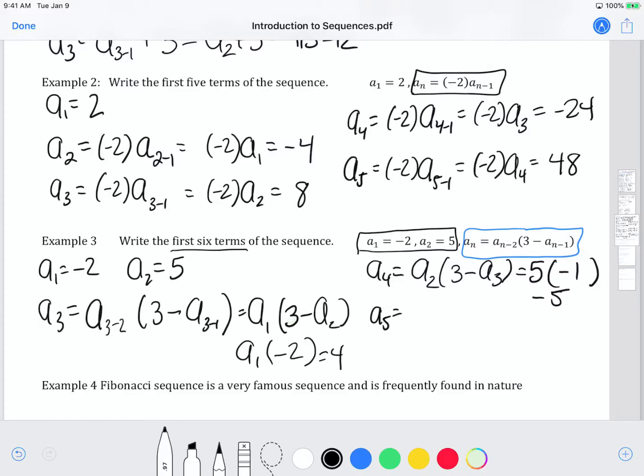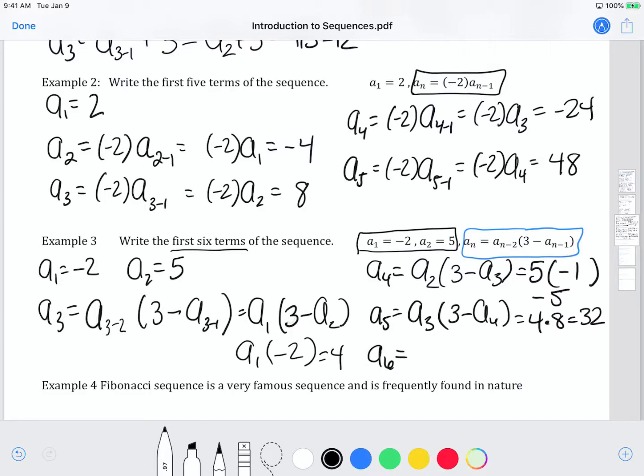A5 now, I'm going to plug in 5 everywhere I see n. So I have a, 5 minus 2, which is a3, then 3 minus a, n minus 1, since n is 5, it's going to be a4. So I have a3, which we found was 4, times 3 minus a4. A4 we found was -5, so I have 3 minus a -5, which gives me 8, because that double negative turns it into a positive, and I get 4 times 8, which is 32.